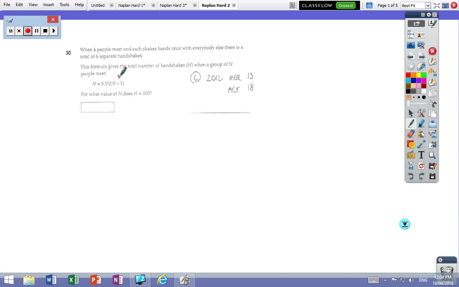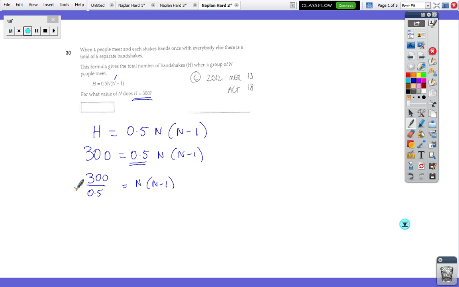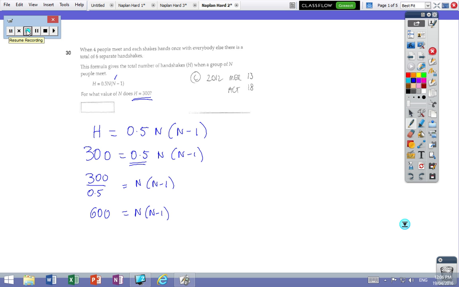So we don't know the value of n, so h equals 0.5 n minus 1. But we know that h is 300, so 300 equals 0.5 n minus 1. So to get rid of the 0.5, you divide, and 300 divided by half is 600, equals n times n minus 1. So we got down to 600 equals n times n minus 1.